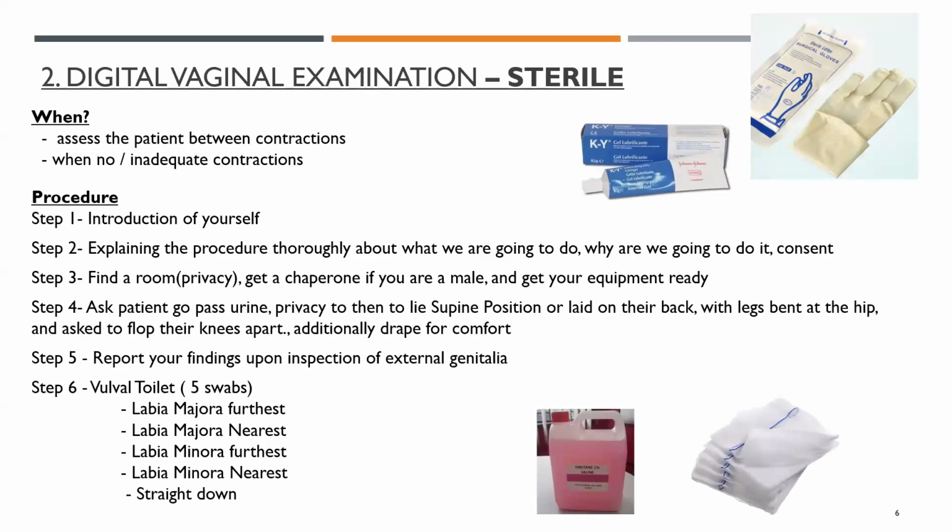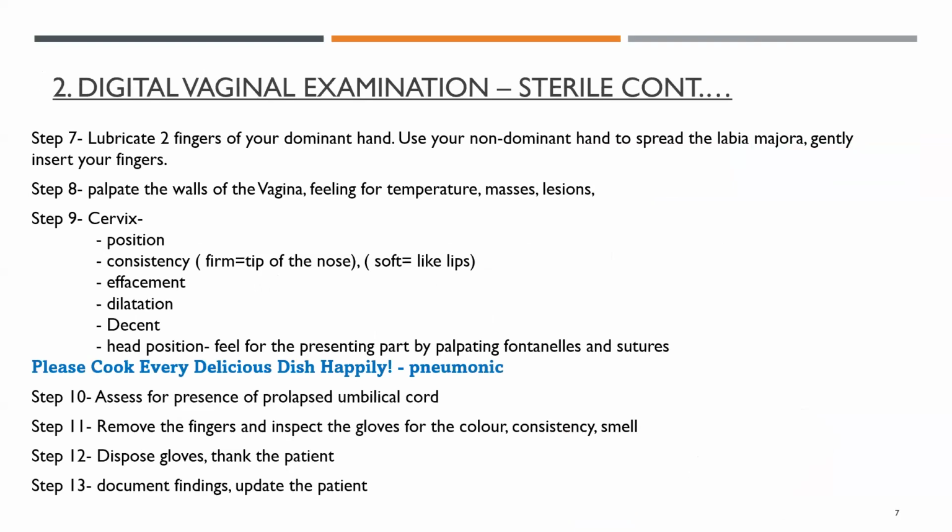The first 6 steps remain the same. Start by introduction, explain the procedure, why you're going to do it, get consent. If you're a male, get a chaperone, get your equipment ready. In this case, the only things you need are your sterile gloves, KY gel, Hibitane, and the swabs. Ask the patient to again pass urine, to lie down in a supine position with their legs bent at the hips, and they can flop their knees apart, give them a drape, and then report your inspection of the external genitalia. Step number 7 is where it gets different.